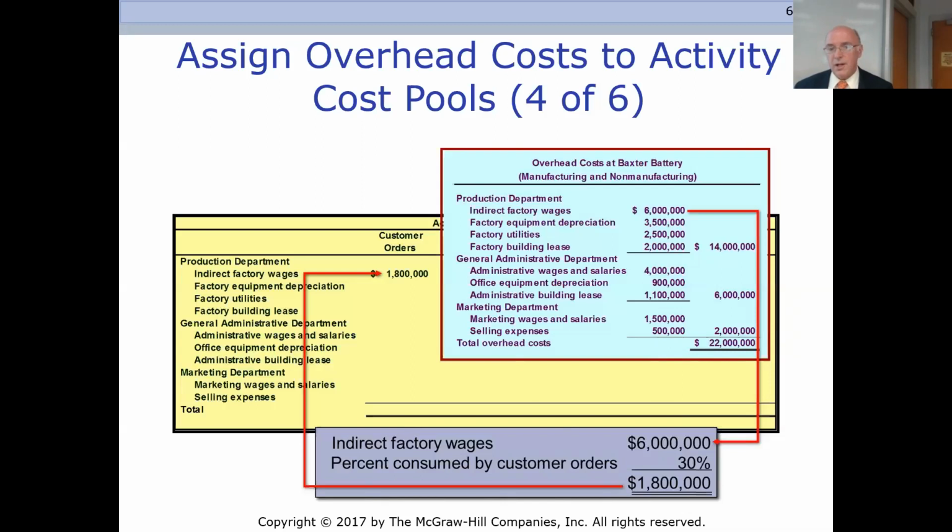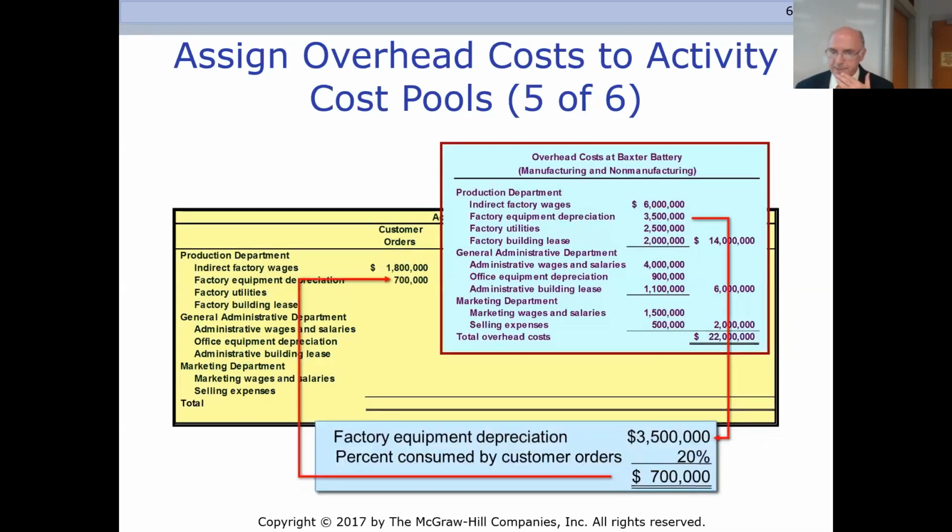Yeah. There's a lot of numbers in this chapter. And the main question you have to ask yourself is, what do we do with them, basically? You multiply one by another or you divide one by another. That's basically it. For factory equipment depreciation, again, the 3.5 million, the percentage there is 20%. So 3.5 million times 20% is 700,000. You list that under factory equipment depreciation.